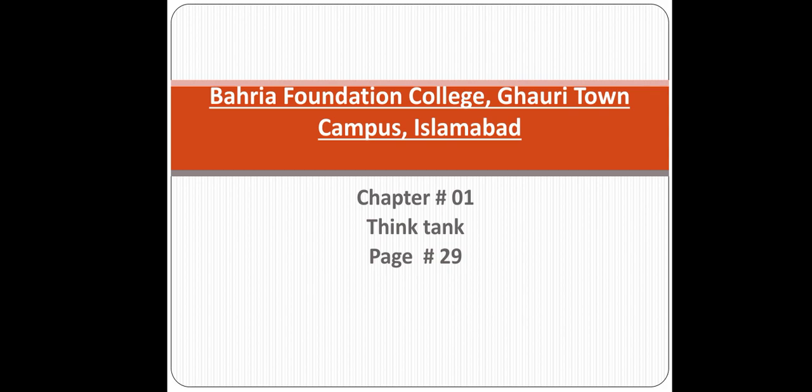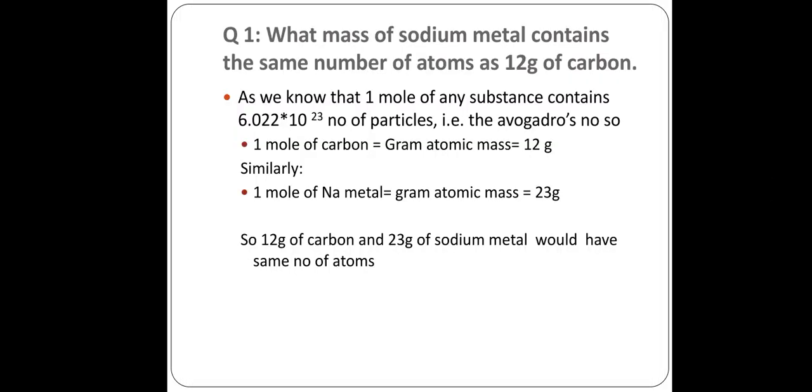I think all these 6 questions should be very clear if the basic concepts are very clear in your mind. The basic concepts in the first chapter, as you very well know, are about moles, molar masses, and the Avogadro number. If these 3 concepts are clear in your mind, these 6 questions would be very easy. So, getting on to question number 1: what mass of sodium metal contains the same number of atoms as 12 gram of carbon?